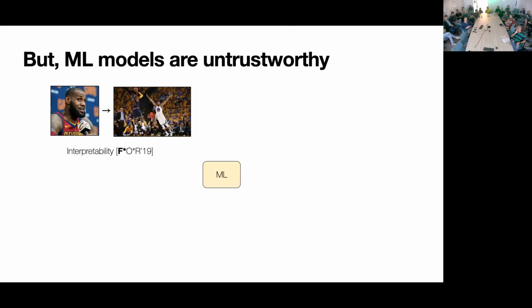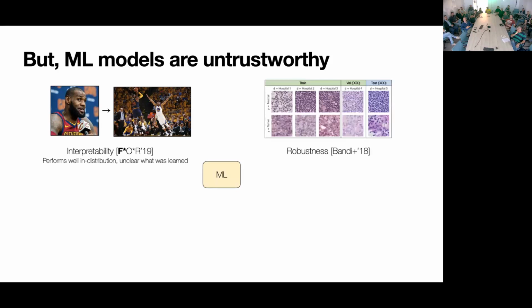Just looking at the weights of a prediction model that takes text and outputs some outcome in the game, we can't really understand what's going on. So just to summarize, it will perform very well in distribution. So if I want to predict other games from LeBron James, I will do a very good job, but it's unclear what the model has learned fundamentally about the world.